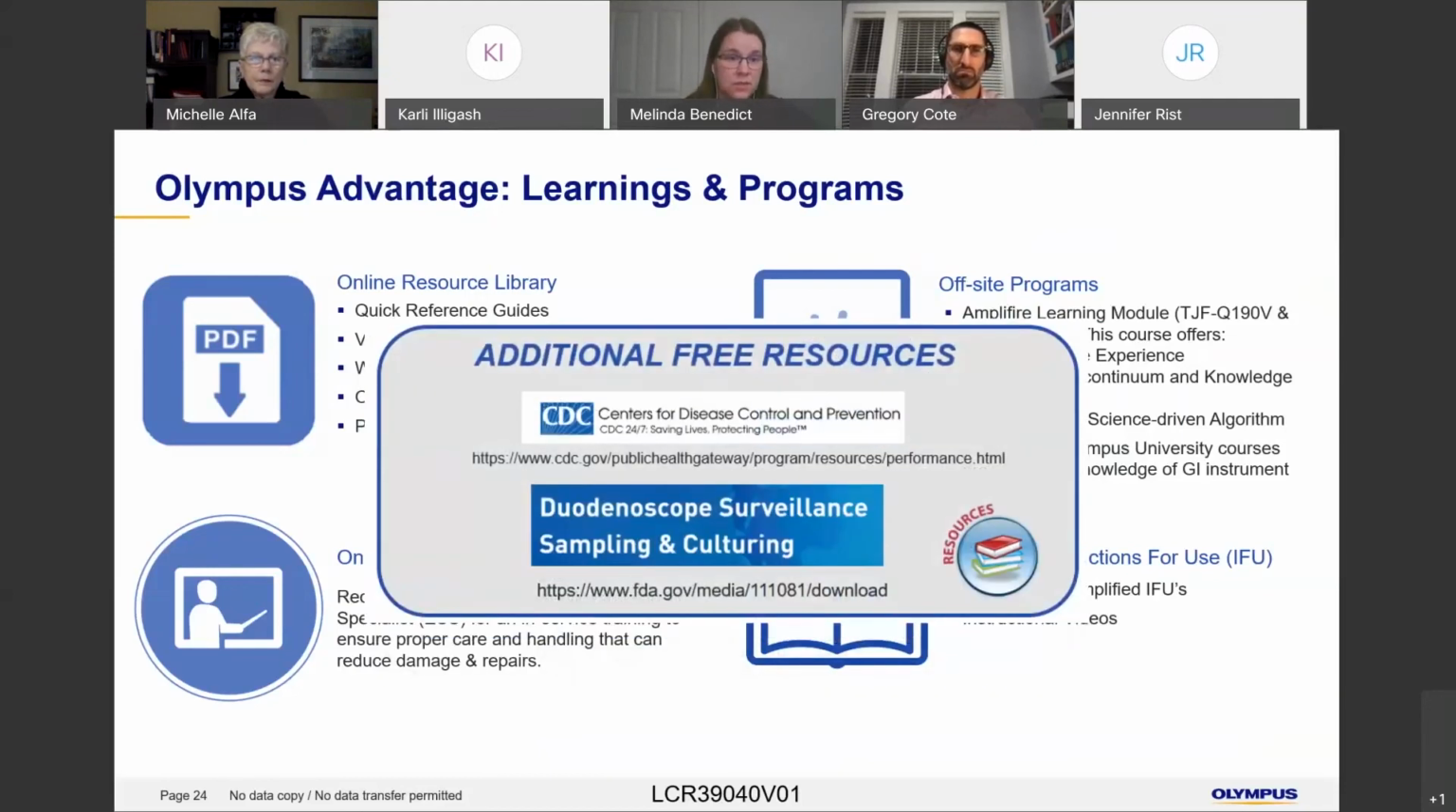And also, of course, CDC does have some additional free information that you can use should you want it on performance and quality improvement in your facility. And then again, this duodenoscope sampling and culturing protocol from the FDA, CDC, and ASM is available for free on the FDA website. And I will give you a quick hint to find it. Literally, if you go to Google and type in FDA duodenoscope sampling, it is the second hit. You can tell I do it like every day.